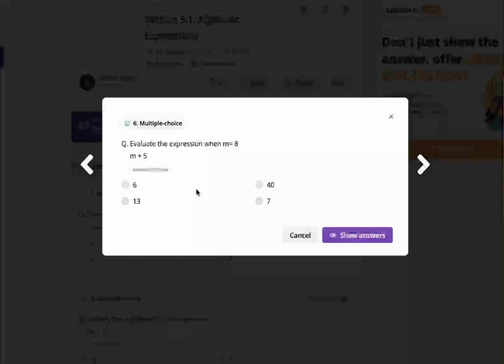Evaluate the expression when m equals 8. Just substitute 8 for m. So 8 plus 5 equals 13. Any problems? No. Evaluate a minus b. And here we have a equals 10 and b equals 6. So it's a minus b, it's 10 minus 6. And 10 minus 6 equals 4.